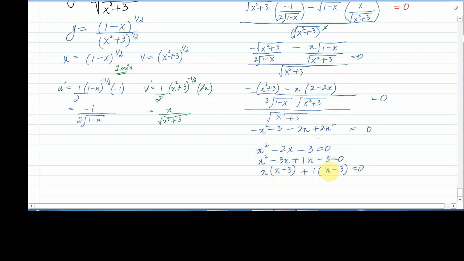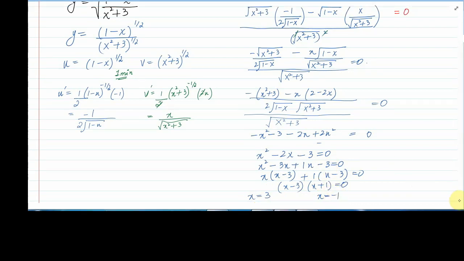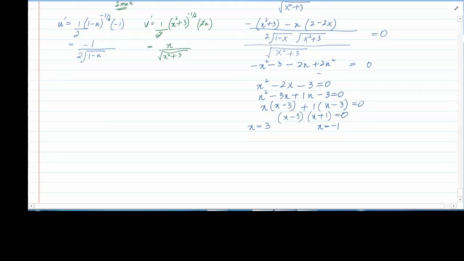Now both sides we have the same sign, right? Now we are doing the right one. So now x − 3 is common again, and the leftover part is x + 1 equals 0. So you have x equals 3 and you have x equals negative 1. So these are your final answers, right? x equals 3 and x equals −1.